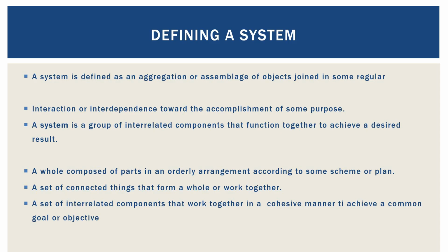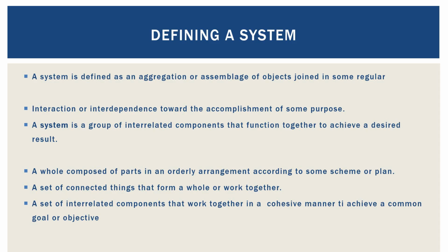If we look at the first five definitions, we can summarize them into one congruent definition: a system is a set of interrelated components. And what do these components do in their interrelatedness? They work together in a structured way. And why are they working in such a way? They need to achieve a particular goal or objective. Those are the systems that we want to look at.